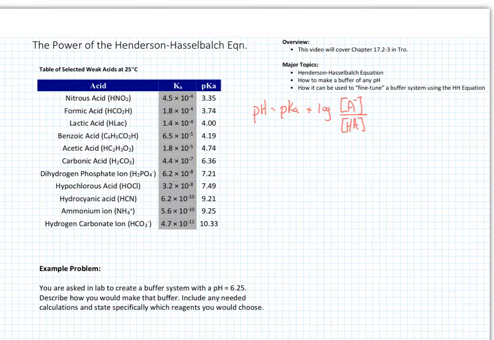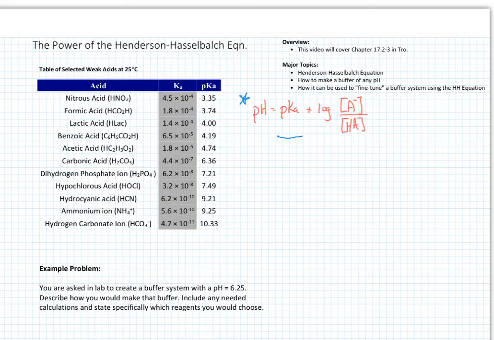So here's why this equation is so powerful. Every time you have a buffer, this is the equation you should be thinking of. As soon as you see the word buffer, or as soon as you see an acid and its conjugate base, you should be thinking of this equation if you need to calculate pHs. And here's why I like this equation.